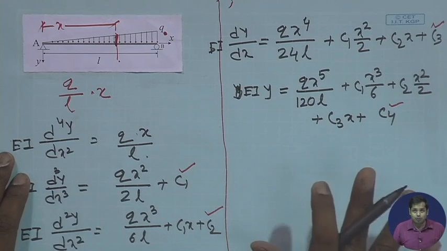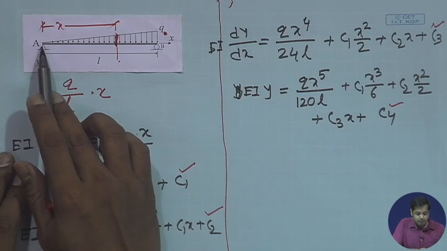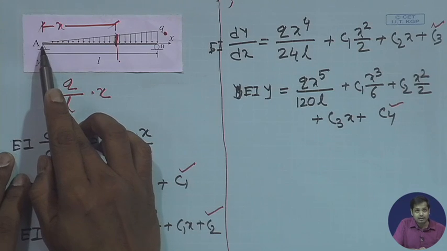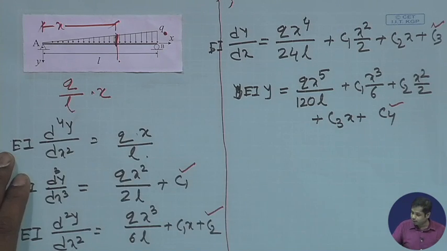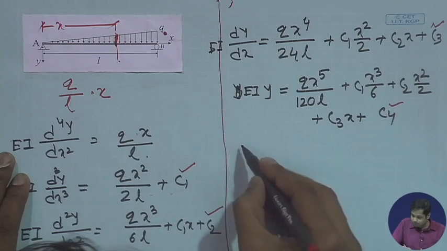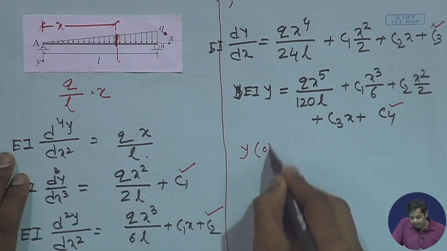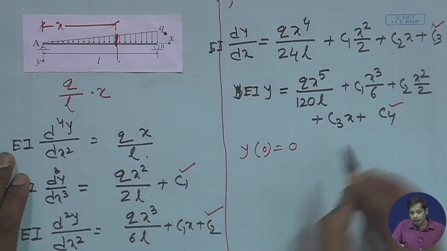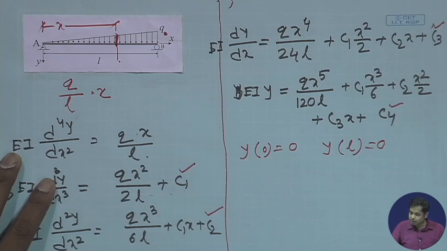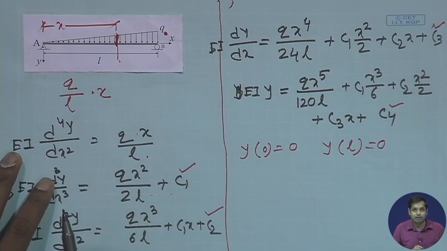Two of the boundary conditions are obvious. Deflection is 0 here and deflection is 0 here. So, the 2 boundary conditions are y at x = 0 is equal to 0, and y at x = L is equal to 0. These are the 2 obvious boundary conditions. Now, let us see if we have any other boundary conditions. We do have 2 other boundary conditions.